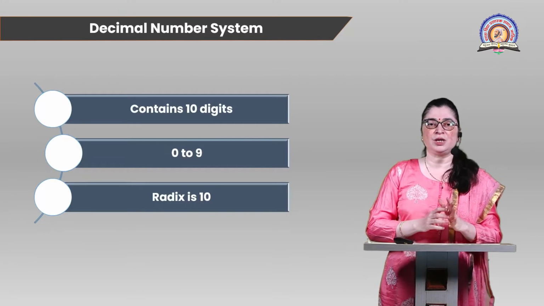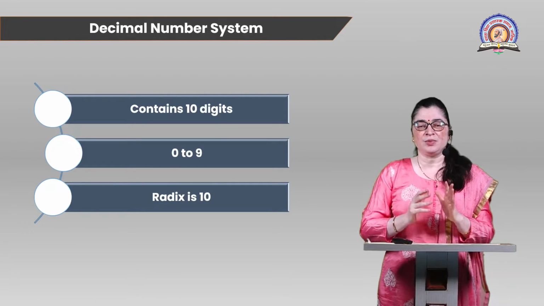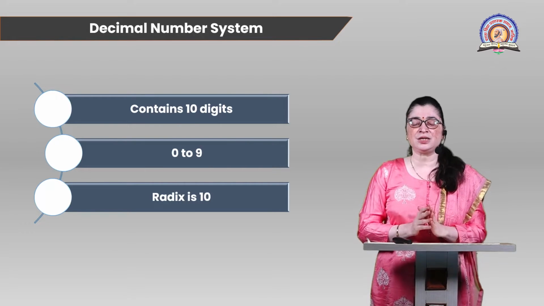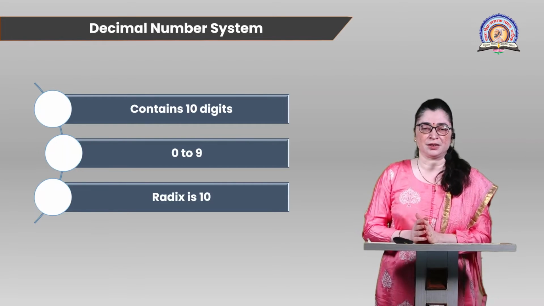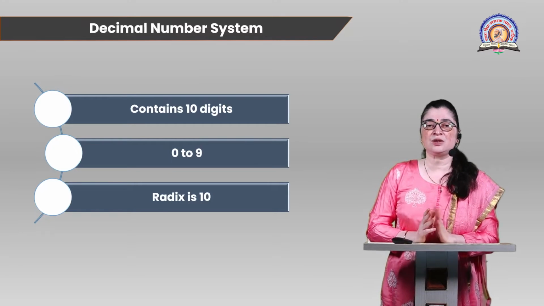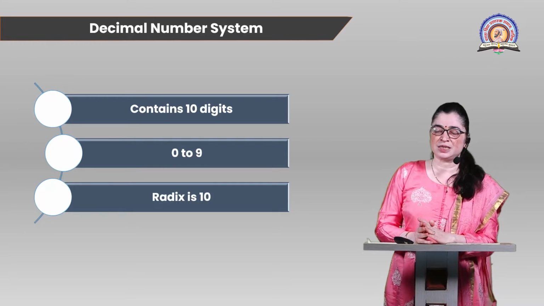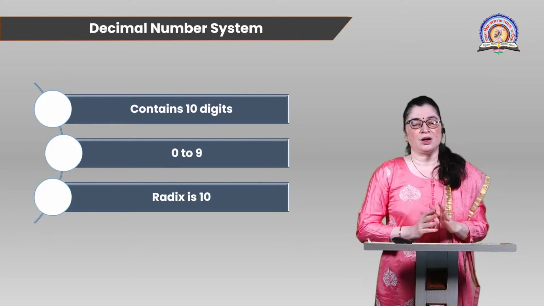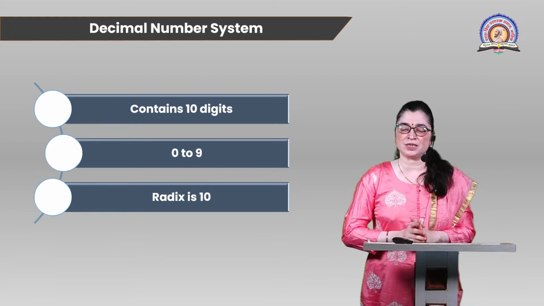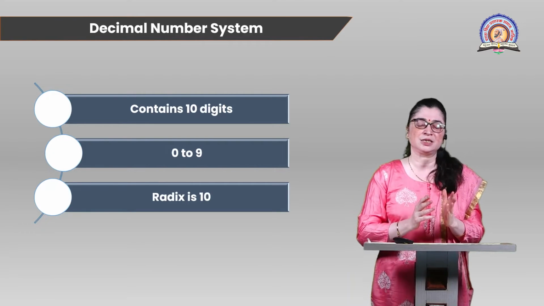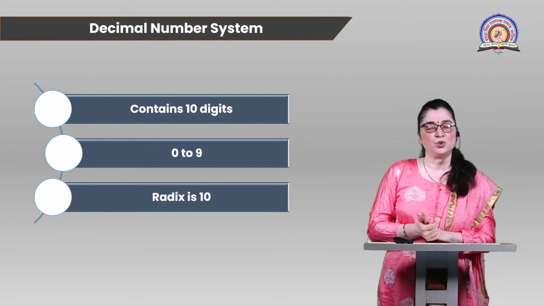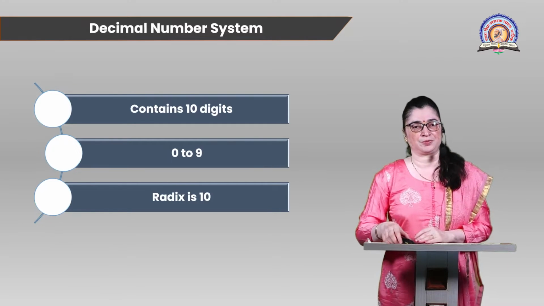So first of all, decimal number system means it consists of a total of 10 digits, and those 10 digits are from 0 to 9. So this number system is known as decimal number system. The base of this number system is 10. Base, or it is also known as radix, is 10, and this is the regular number system which the user uses to communicate with the computer.